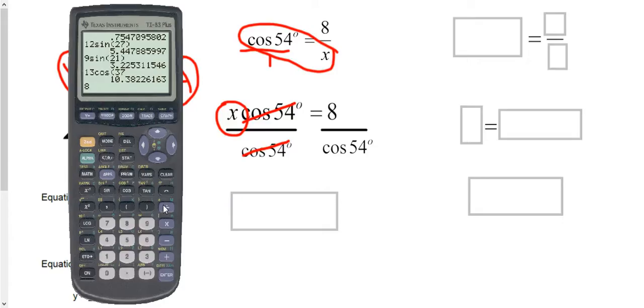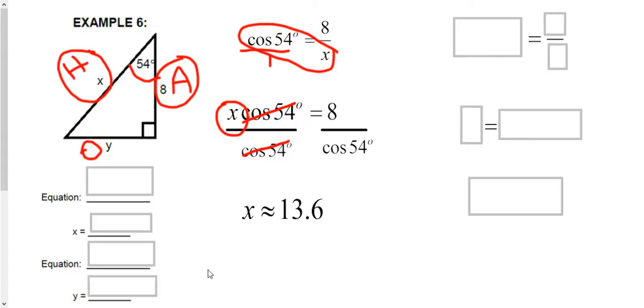So 8 and then divided by the cosine of 54 degrees. And hit enter, and what do we get? I got 13.6 and then a 1, so I'm going to leave that as 13.6, rounded to the nearest tenth. So again, our original equation was cosine of 54 equals 8 over x, and our answer rounded to the nearest tenth was 13.6. Now, if you want to try this on your own, you can pause this video right now and then check your answer in a second. We're going to solve for y next. That would be good practice.